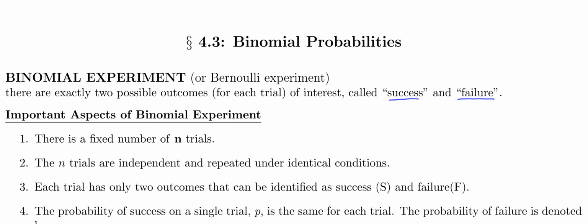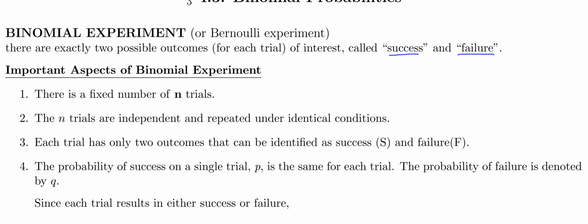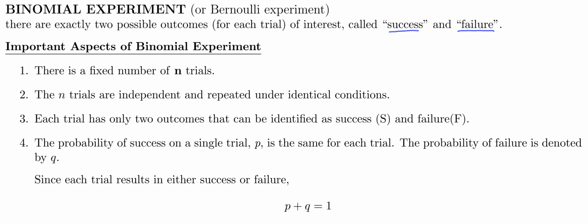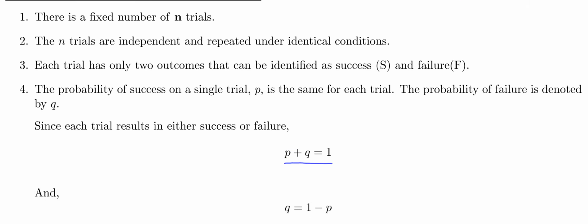For each trial, we call the probability of success P, and it's the same for each trial. We call the probability of failure Q. So, since each trial results in either success or failure, we can say that P plus Q equals 1, which means that Q is equal to 1 minus P. So, for instance, if we determine that P is equal to 60% or 0.6, then Q is equal to 1 minus 60% or 0.4.